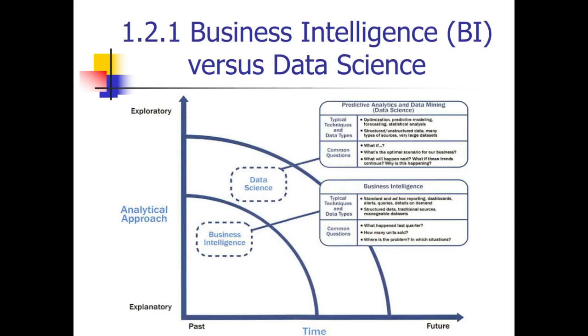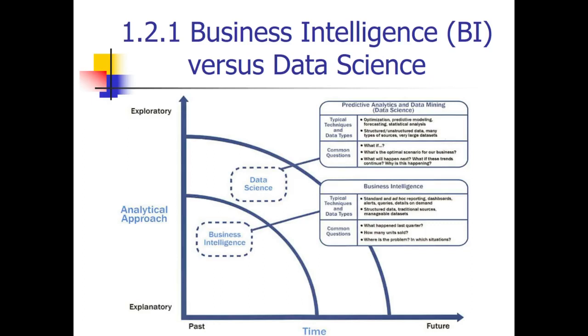So this is the reference. Now you can see data science is the overall, outermost area. Business intelligence is a subset of it. Now if you observe, on the x-axis you have time and on the y-axis you have the analytical approach, in terms of exploratory. So already data science is overcoming business intelligence. Obviously business intelligence is a subpart of data science.